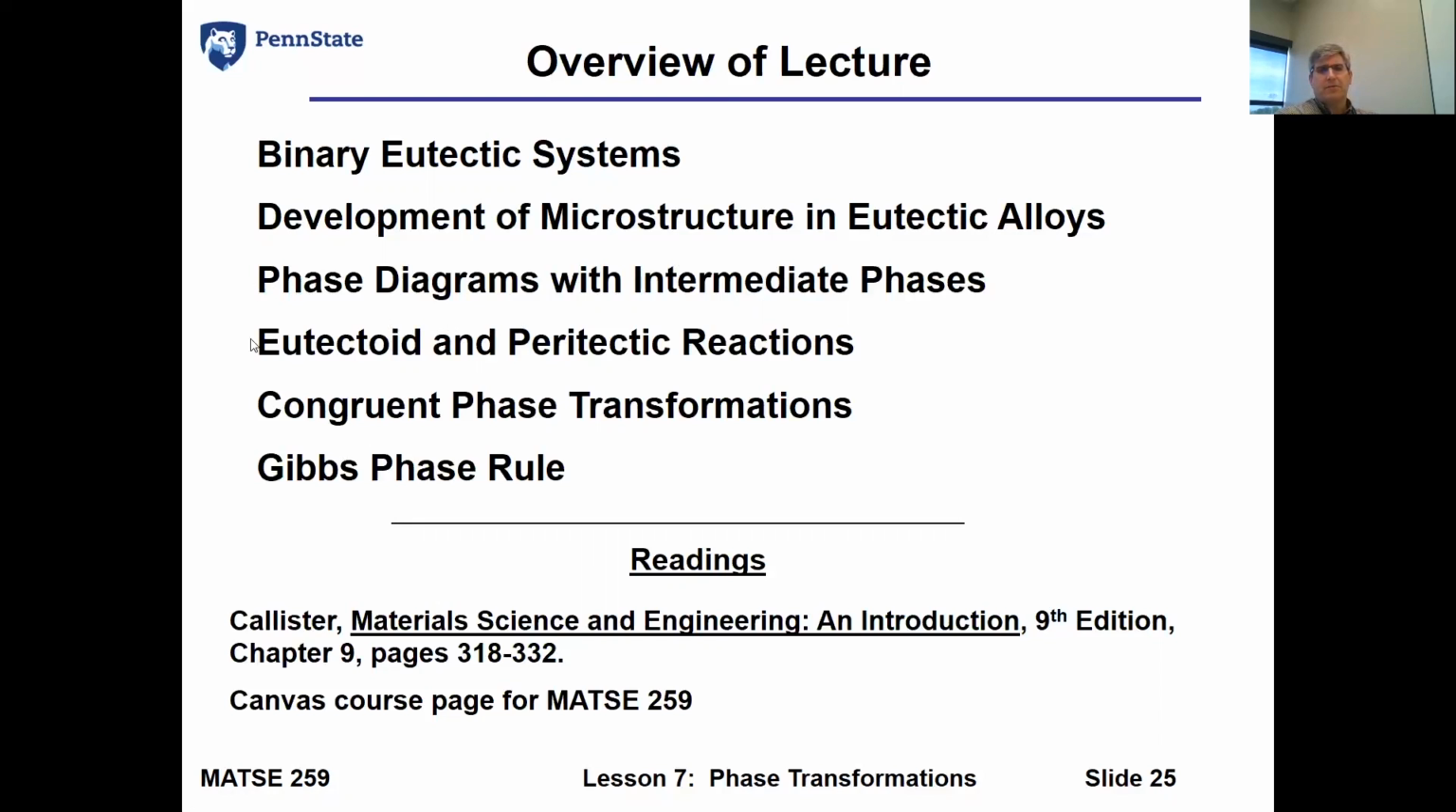And then there are other types of invariant transformations that we're going to talk about, and the eutectoid and the peritectic are two of the more important. The eutectoid is probably the most important of these. And we'll work our way down into the Gibbs phase rule, which is really the basis for the phases that exist within a phase diagram.